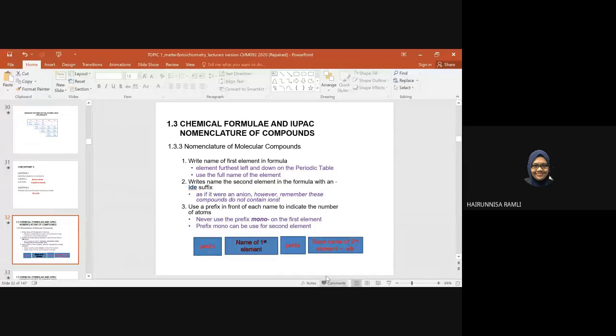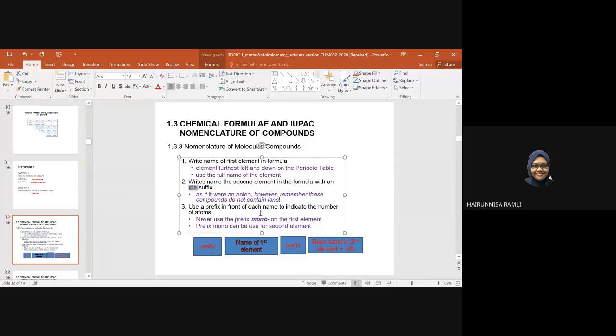sama jugalah. Kita nama depan, prefix ni maksudnya nama depan dia. Kalau you ada suffix, suffix nama kat belakang. So prefix, first element kita letak full name dia. So, kalau sulfur, sulfur lah. Okay, but for second element, maksudnya nama yang belakang, yang nombor dua, nama sulfur dia tukar pada IDE, dia jadi sulfide.